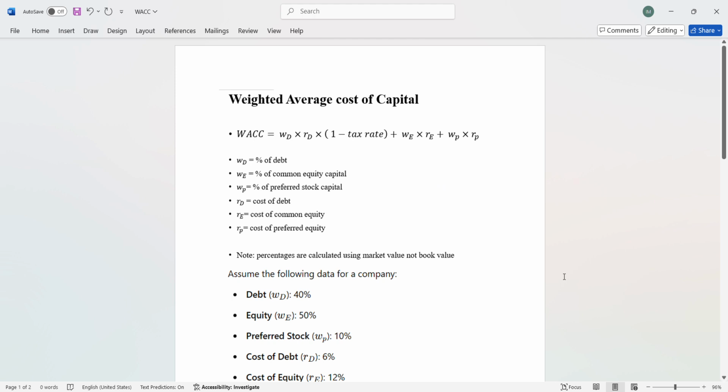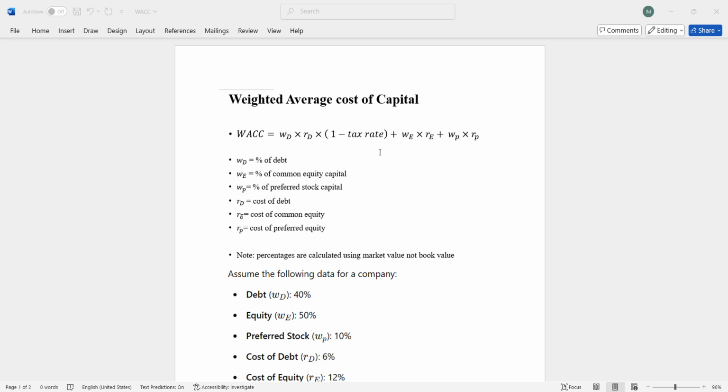Hello everyone. Today in our video we will discuss weighted average cost of capital, and you know that the weighted average cost of capital is basically a calculation of a company's cost of capital where each category of capital, like equity and debt, is proportionally weighted. So it represents the minimum return that a company needs to earn on its existing assets to satisfy its investors, creditors, and owners.